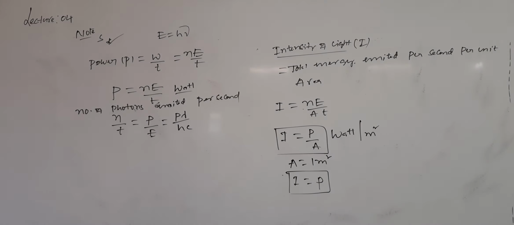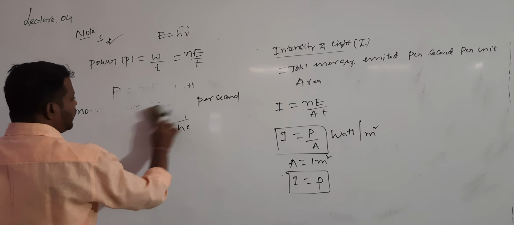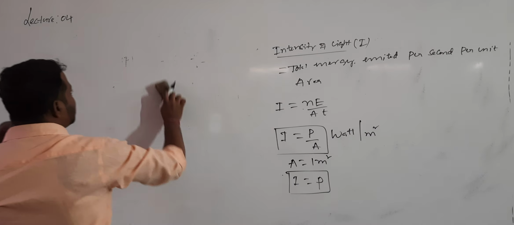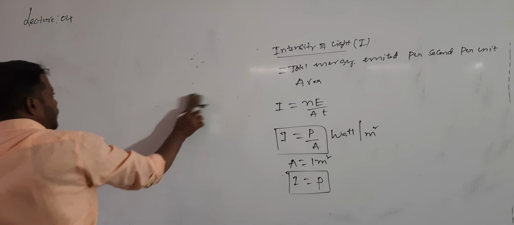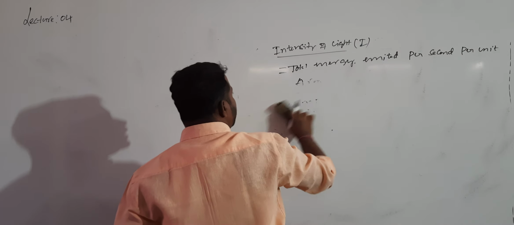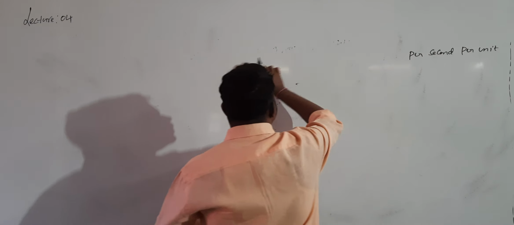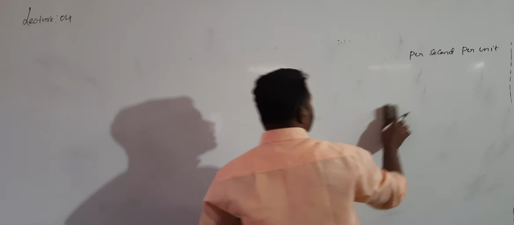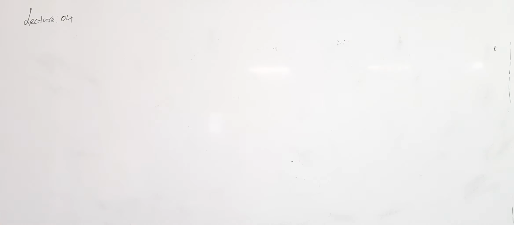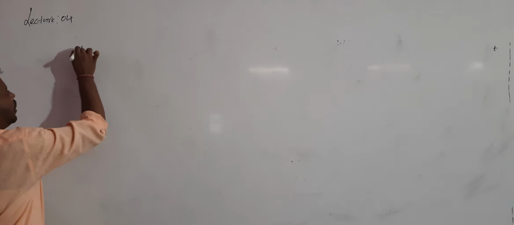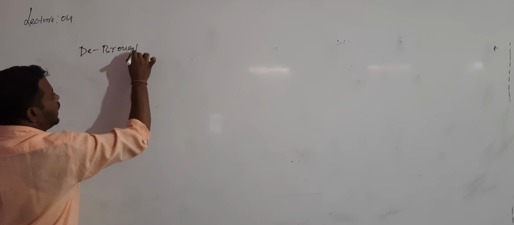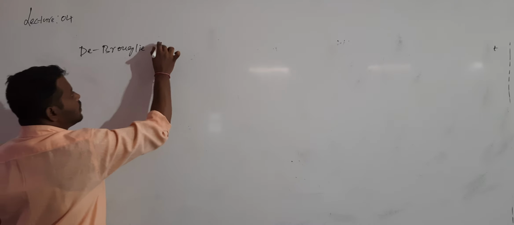Numericals based on which effect? The photoelectric effect. After completion of this, the next topic, and by this class we can finish this chapter, dual nature of matter and radiation. The last part of this chapter is de Broglie hypothesis. What is de Broglie's hypothesis?